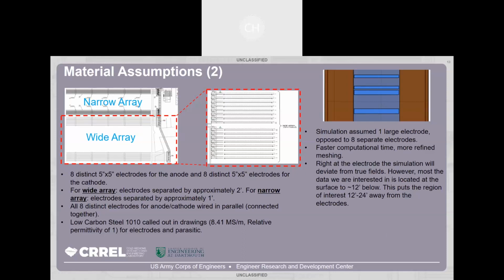And this allows for several advantages: faster computational time, better meshing, which gives more accurate results. And the truth is, we know that right at the electrode, our results will vary from reality. But as you get farther and farther away, these 8 wired in parallel versus one large electrode are actually going to start to look exactly the same.